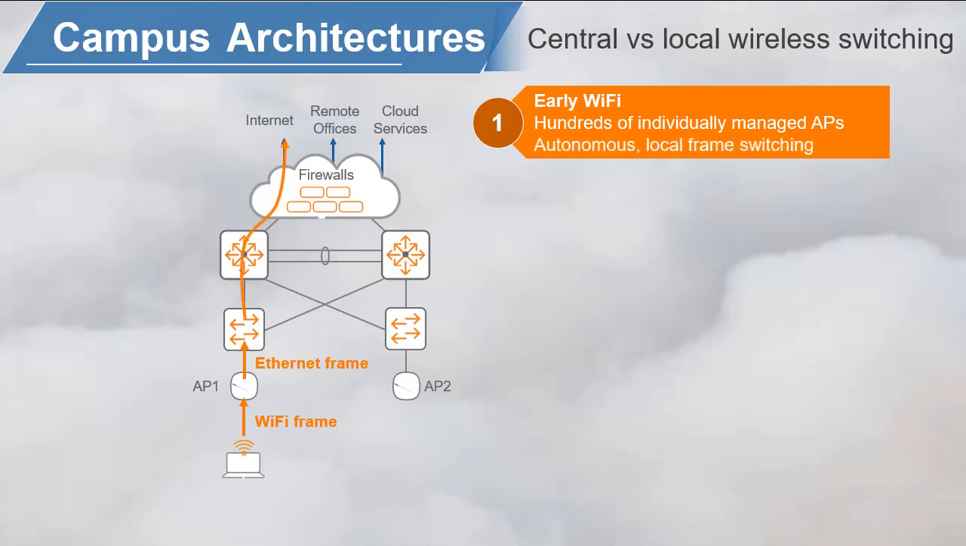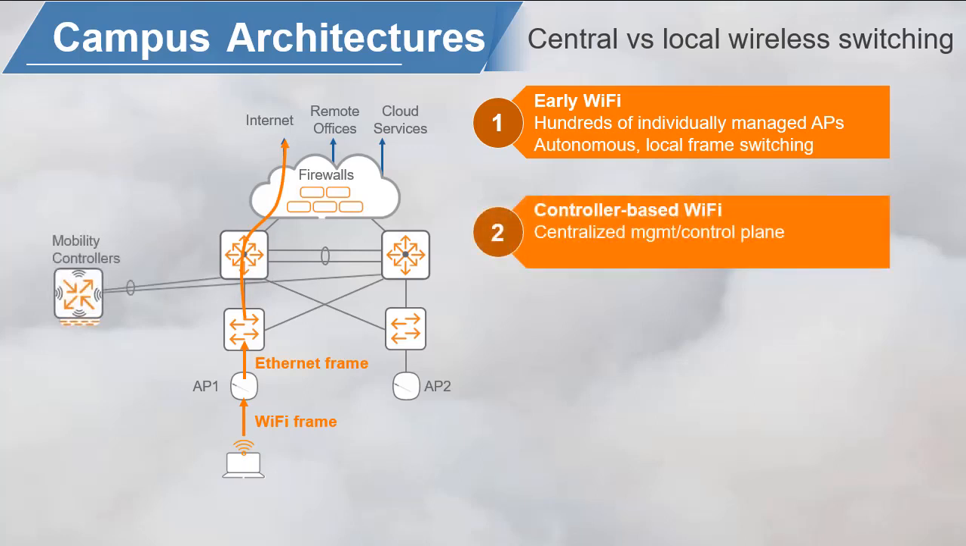Autonomous local frame switching. Now then the industry moved to controller-based Wi-Fi solutions, which centralized many management and control plane functions. Now, instead of having to manage 1,000 APs, you manage one or more controllers, which then manage the APs for you. The benefits for resilience, radio frequency or RF management, scalability, and efficiency were tremendous. But still, APs typically continued to locally forward frames. Now this works okay, but challenges remain.